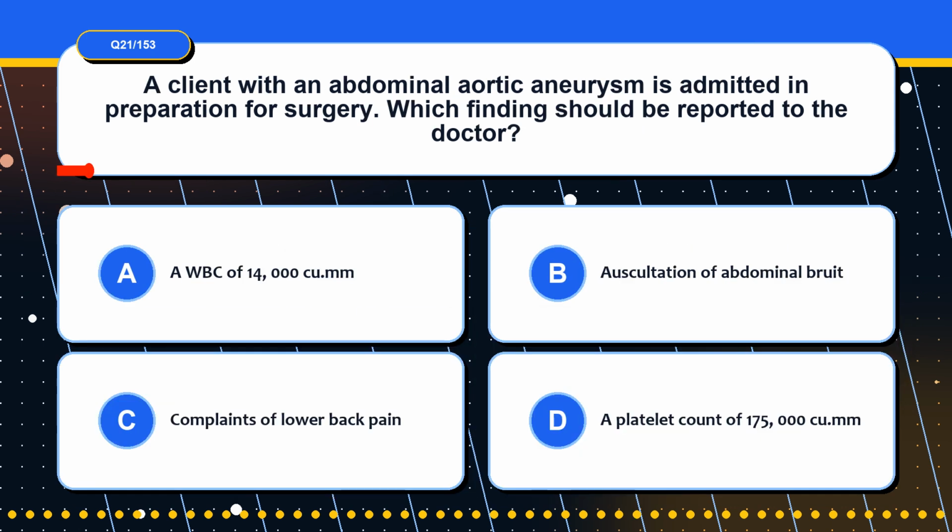Question 21. A client with an abdominal aortic aneurysm is admitted in preparation for surgery. Which finding should be reported to the doctor? Here are the options. Option A. A WBC of 14,000. Option B. Auscultation of abdominal bruit. Option C. Complaints of lower back pain. Option D. A platelet count of 175,000.